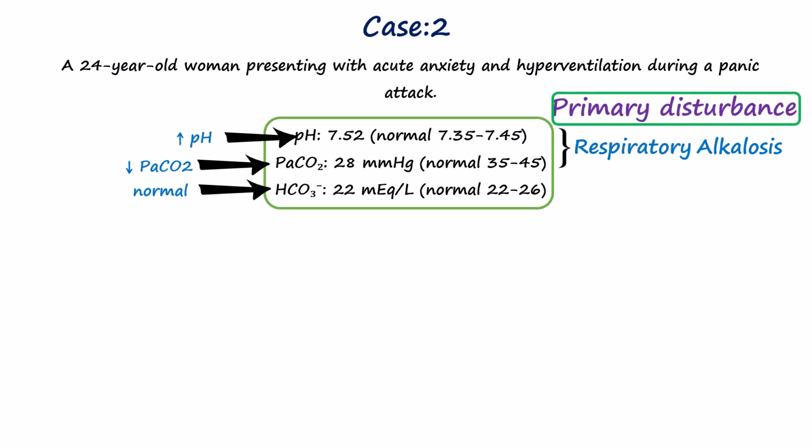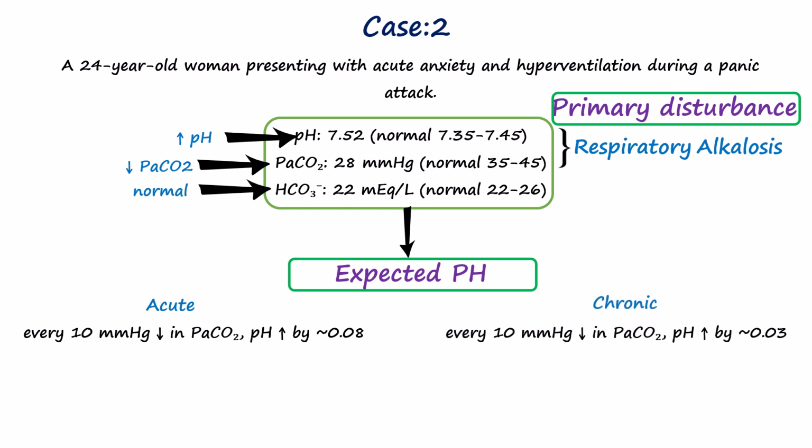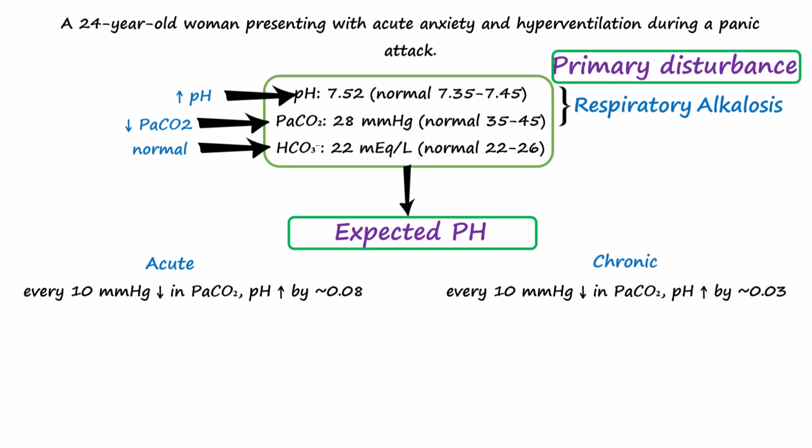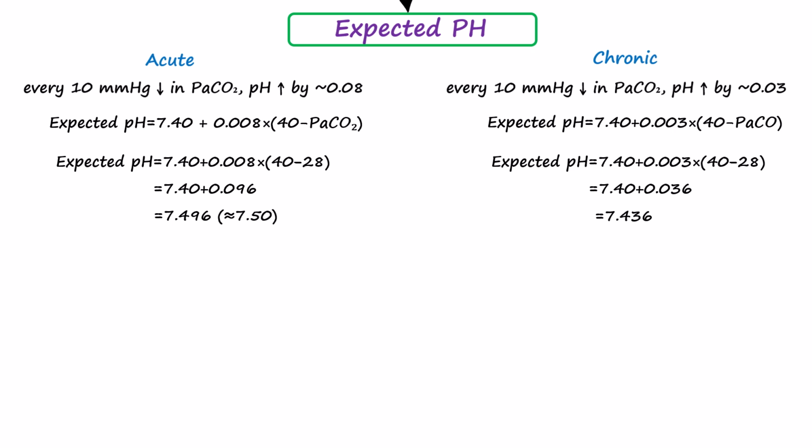The next thing is to check for the expected pH. In respiratory alkalosis, for every 10 mmHg drop in PaCO2, the pH is expected to rise by 0.08 for acute and by 0.03 for chronic cases. I prefer this formula to calculate the expected pH. We get 7.5 and 7.43 as expected pH for acute and chronic, with the former being closer to the actual pH of 7.52.